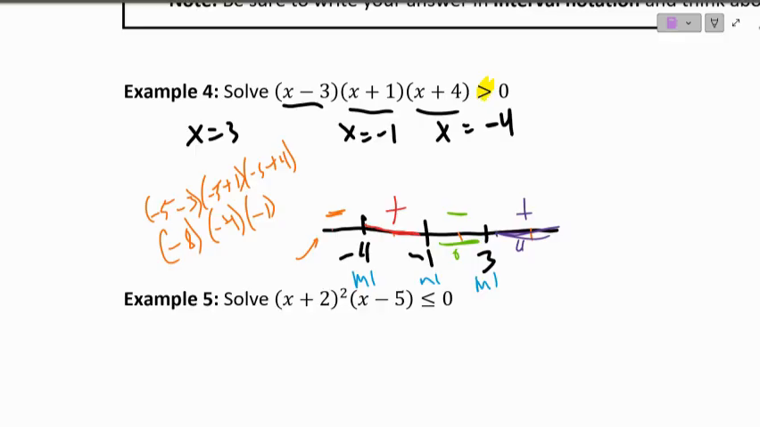So now we just go back and think, what does greater than 0 mean? It means positive. So I'm going to look and say, okay, my two positive sections are right here and right here. So my final answer is the intervals where this happens. So it goes from -4 to -1, and then from 3 to infinity. And then if it's just greater than, everything's parentheses.